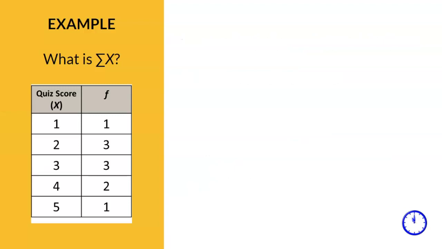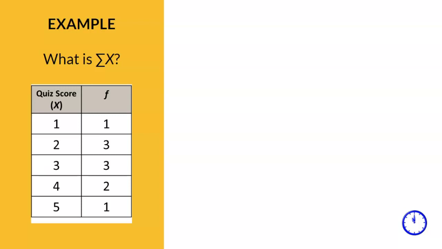The practice example here is an ungrouped frequency table that describes the vocabulary quiz scores of students in an advanced Spanish course. Quiz scores range from a perfect score of 5 to a score of 1. According to this table, one student scored a perfect score of x equals 5. So, what is the sum of x for this practice example?